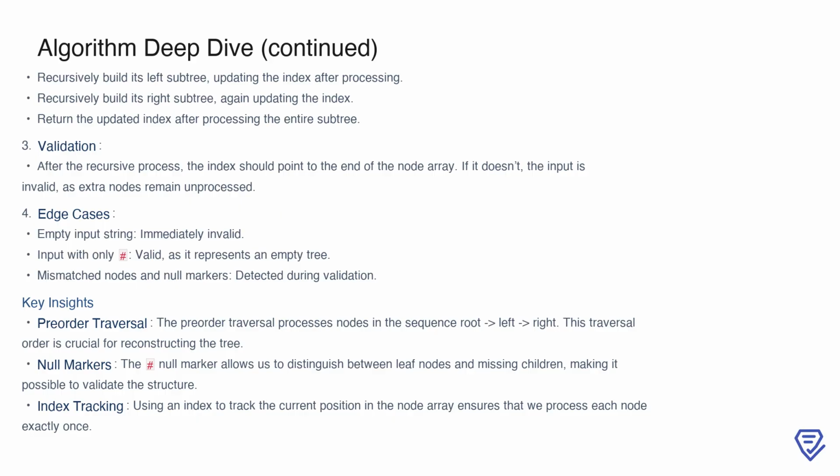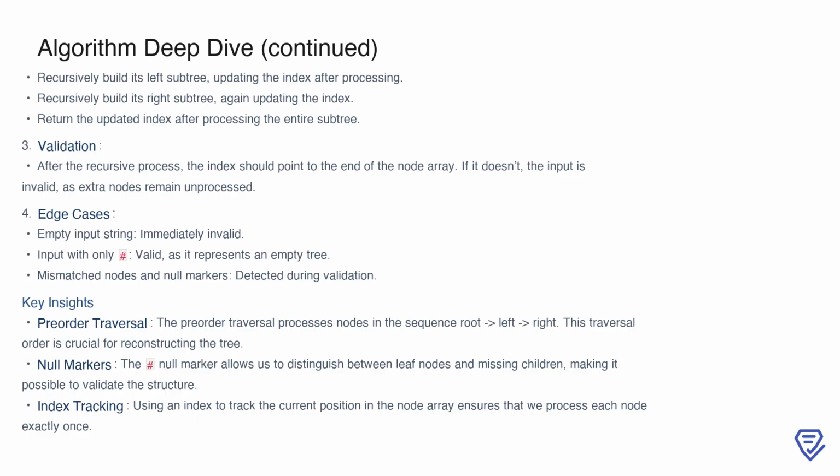If the index doesn't align with the length of the array, it indicates that there are extra nodes left unprocessed, making the input invalid. Some edge cases further clarify this approach. If the input string is empty, it is immediately invalid. If the input contains only a hashtag, it's valid since it represents an empty tree. Finally, mismatched nodes and null markers will naturally fail during validation, as the recursive function won't process them correctly.